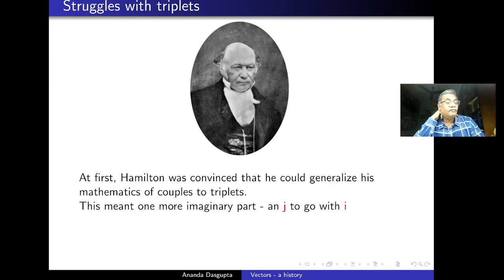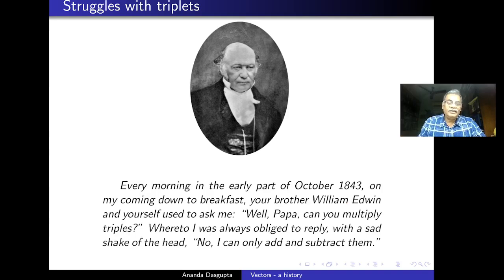Now, of course, if you want triplets, you need one more imaginary part. Since the imaginary part had an i in front of it, i standing for imaginary, the obvious thing would be to call the second kind of imaginary part a j. Now, the triplet struggle was a very real one.